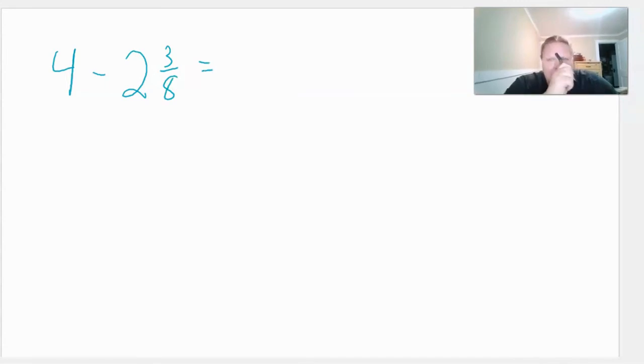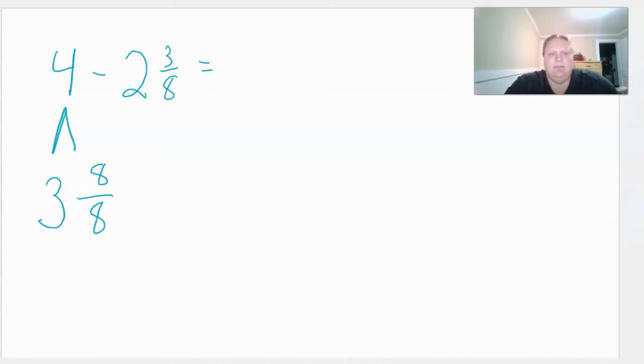All right, question number 13. We have 4 minus 2 and 3/8. Now for this one, think about how you are going to regroup. Give it a try. What are you going to do? We got to move this 4 to a 3 and 8/8. Where did I get these 8/8 from?